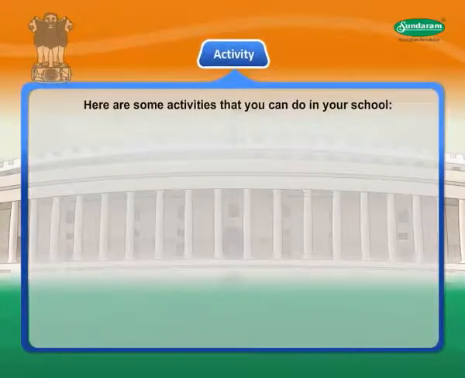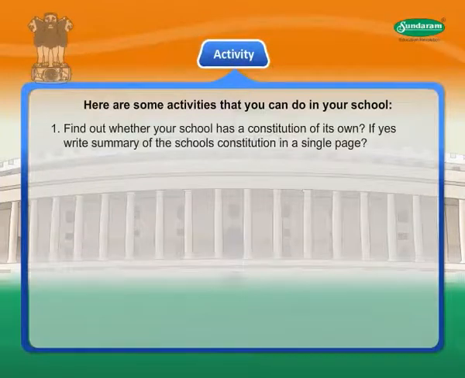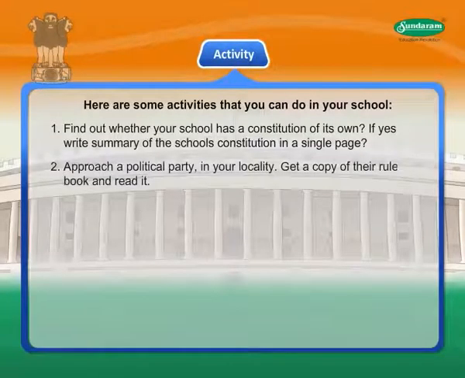Here are some activities that you can do in your school. 1. Find out whether your school has a constitution of its own. If yes, write a summary of the school's constitution in a single page. 2. Approach a political party in your locality. Get a copy of their rule book and read it. 3.